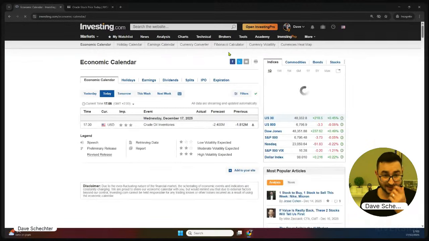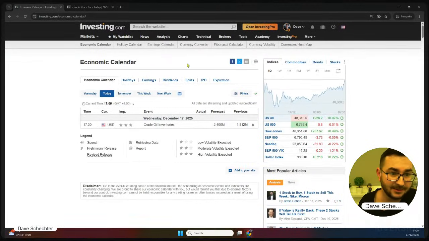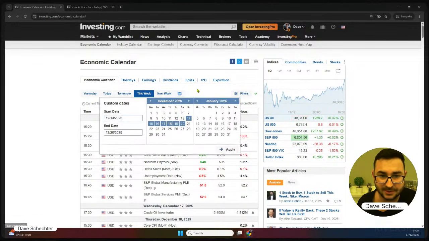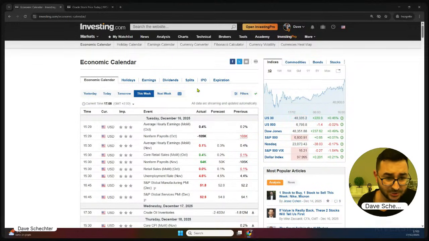So the first one that I'd like to showcase is the economic calendar. Essentially, the economic calendar gives you an overview of the important events or announcements that might affect global trade. As you can see here, you have a bunch of different time ranges, either today, tomorrow, next week, or a calendar. You can go ahead and dial in the date ranges.